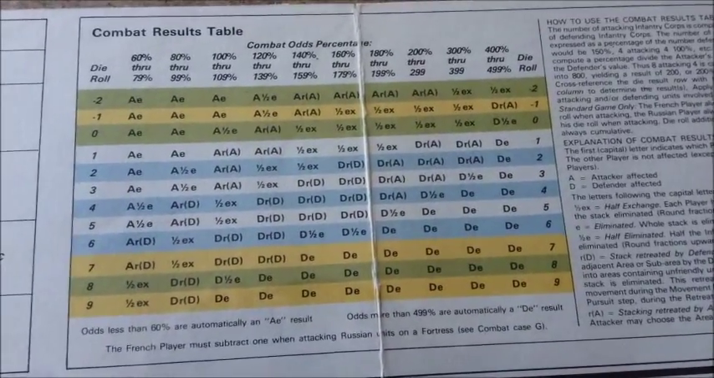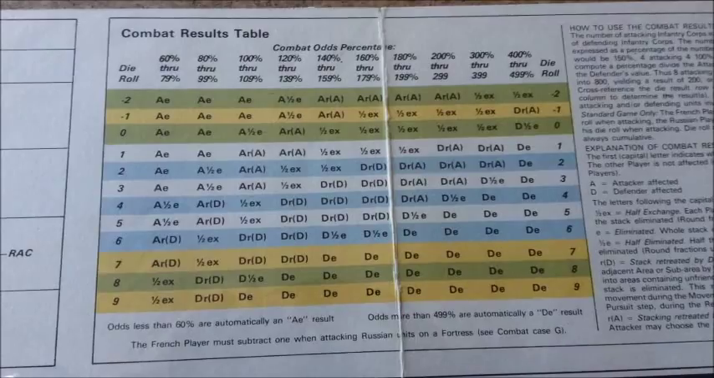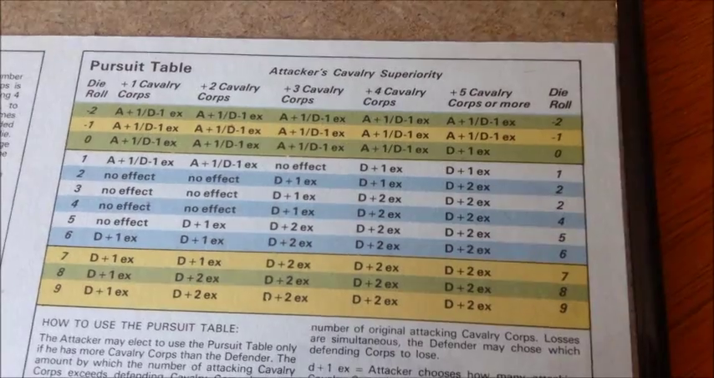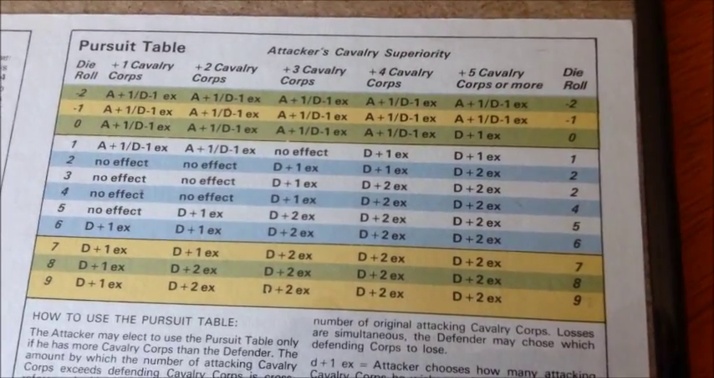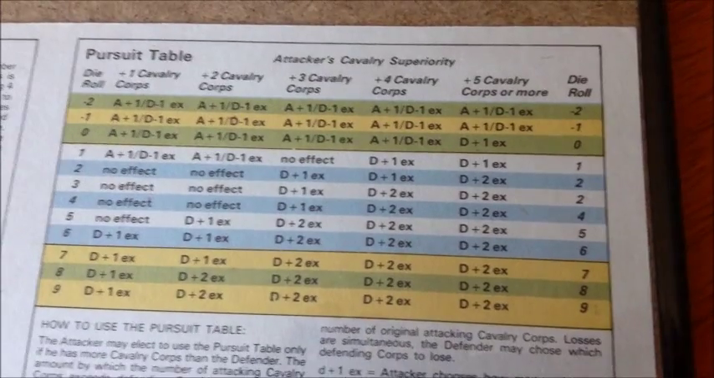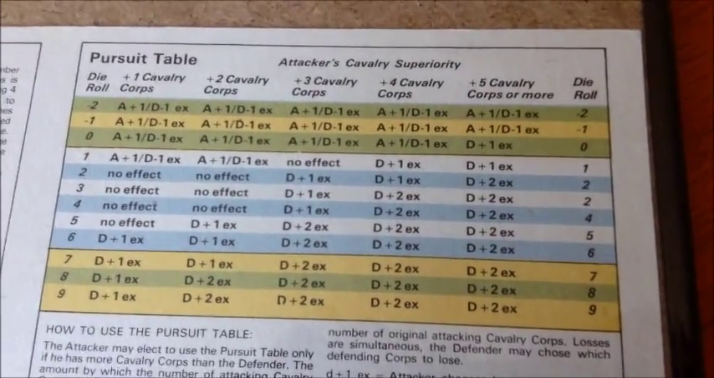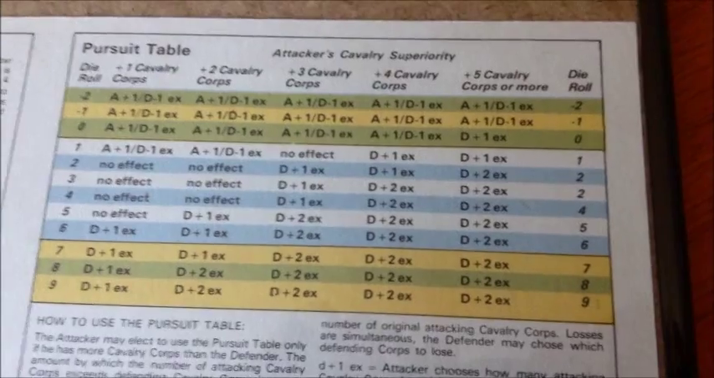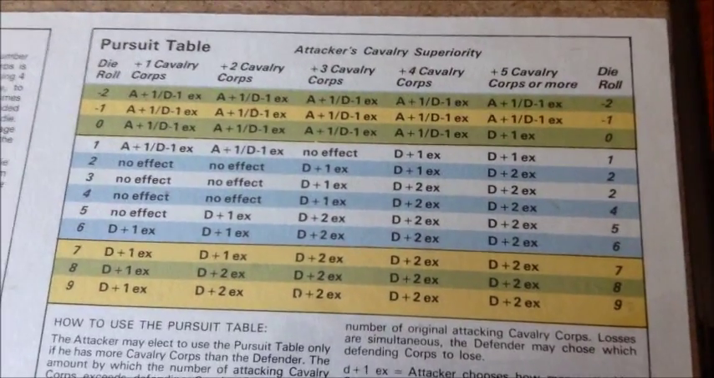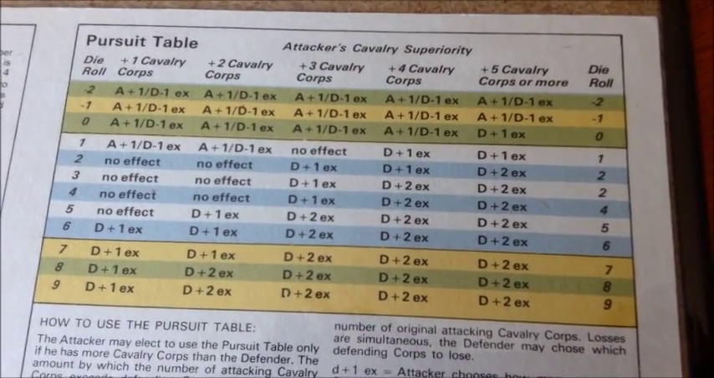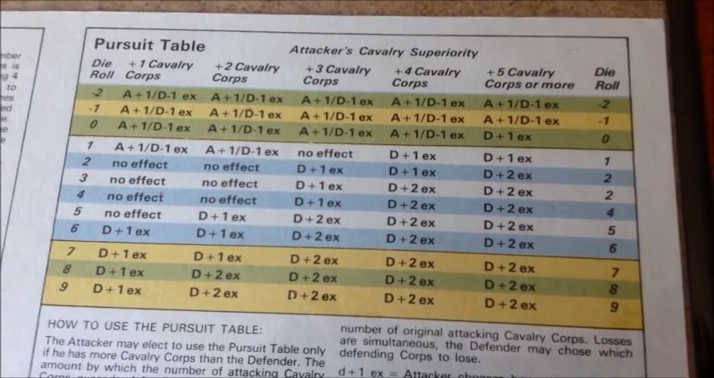And associated with it is the pursuit table, which we'll take a look at. The pursuit table became important whenever you won a large battle and you had more cavalry than the opponent. If you did, you could roll on this pursuit table and hopefully destroy more units in the battle.